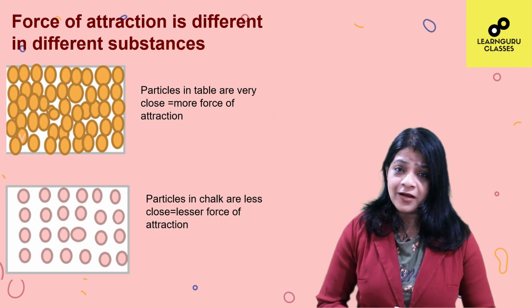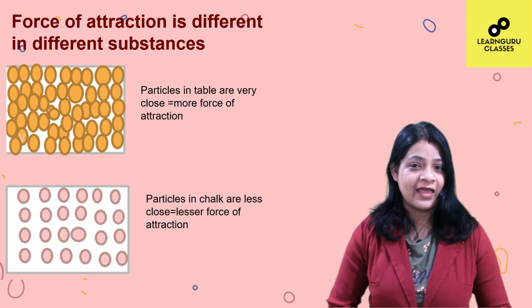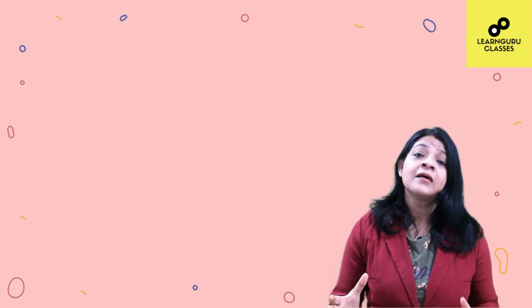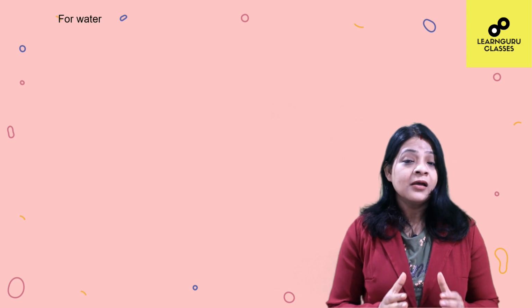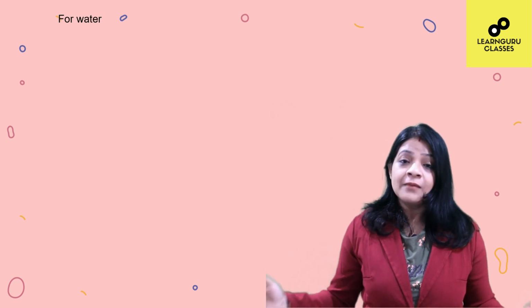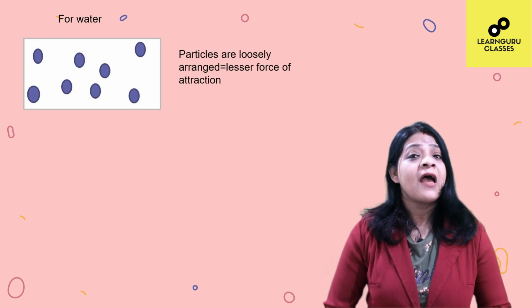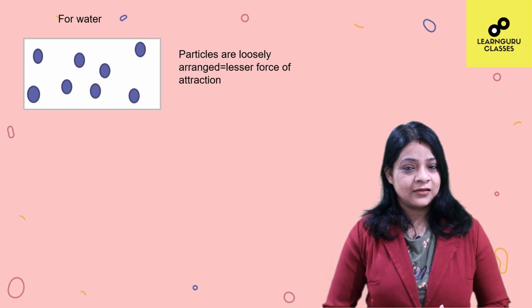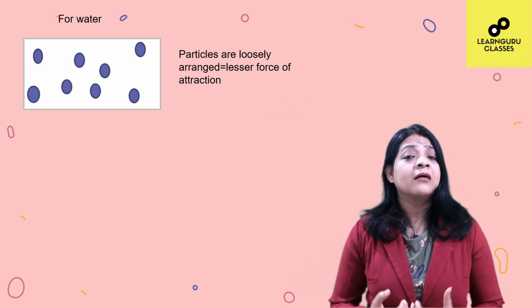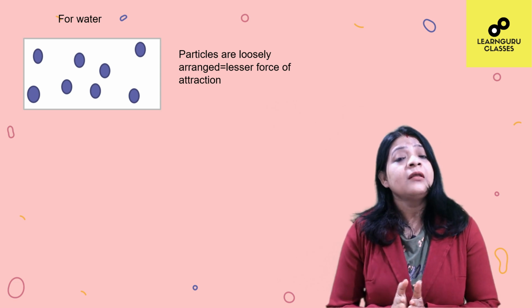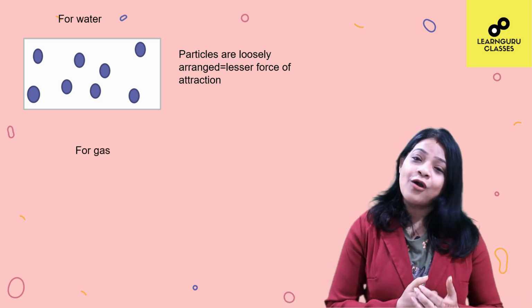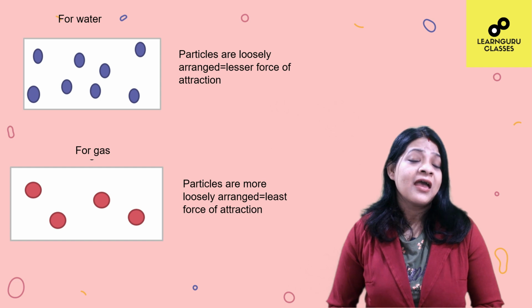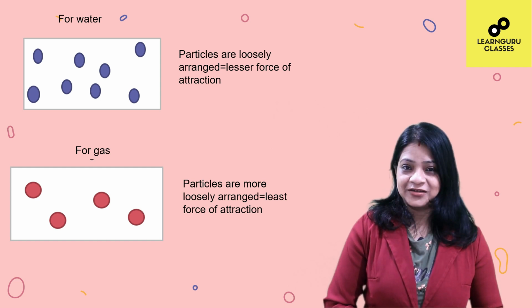What is the force of attraction of particles in water and gas? In water, the particles are less close to each other. They are far apart, means they have very less force of attraction, and they have the ability to move faster. In gas, the particles are even farther apart from each other or loosely arranged, and so they have more kinetic energy and least force of attraction.